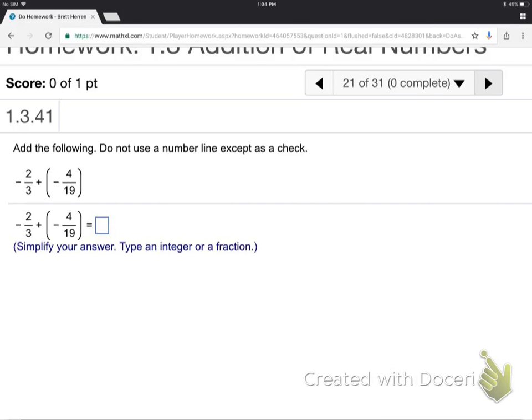I need to add some of you as well. So a couple more here and we'll be done with this section. So minus 2/3 plus minus 4/19. Okay, now we've got to make those denominators the same. It's the only way you can add or subtract fractions, put them together. So what do we do? Anybody know?